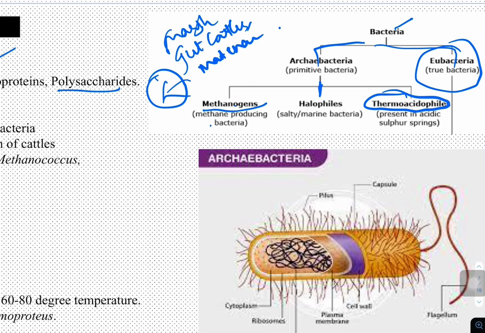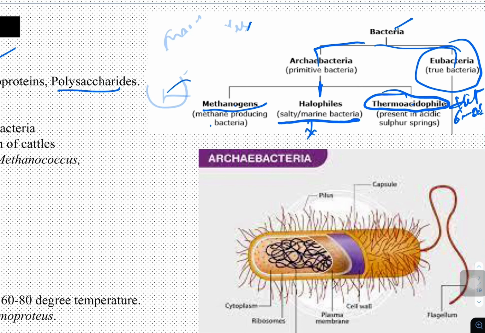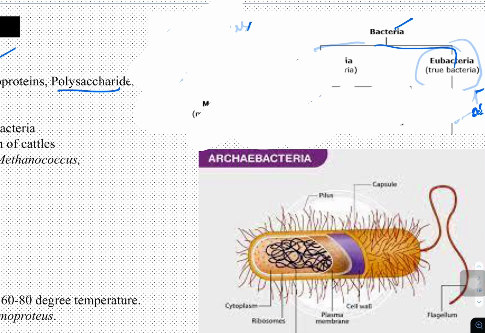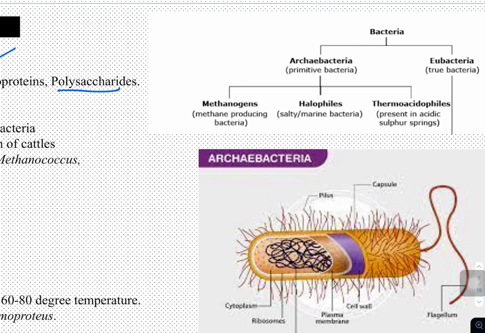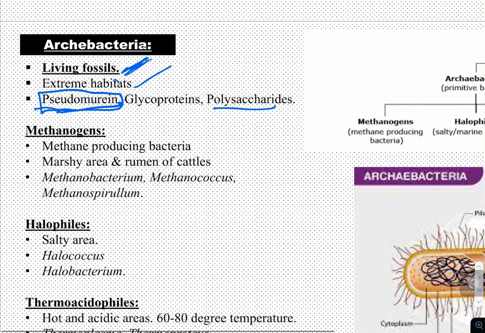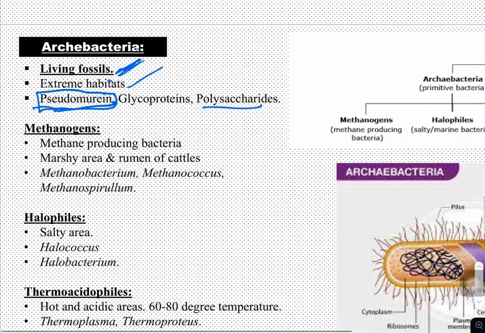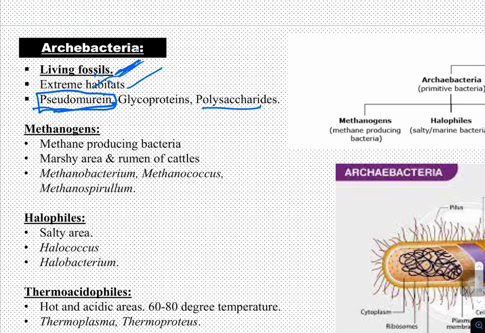Halophiles are the bacteria present in salty areas, in high salt water conditions. In those conditions also they can survive. Next one is Thermoacidophiles, which live in hot springs where the temperature is nearly 60 to 80 degrees Celsius. In those conditions also they can survive. Hence it is said that they are found in extreme habitats.